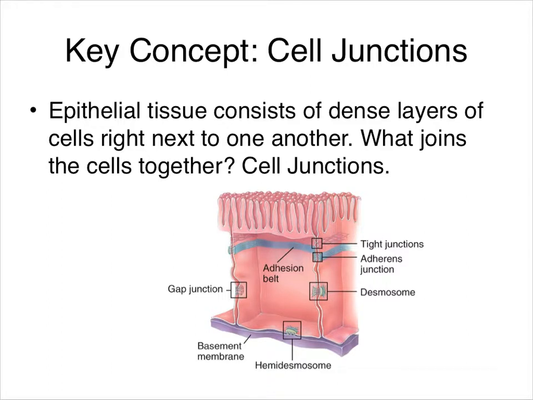The types of cell junctions that exist are tight junctions, Adherens junctions, desmosomes, hemidesmosomes, and gap junctions.